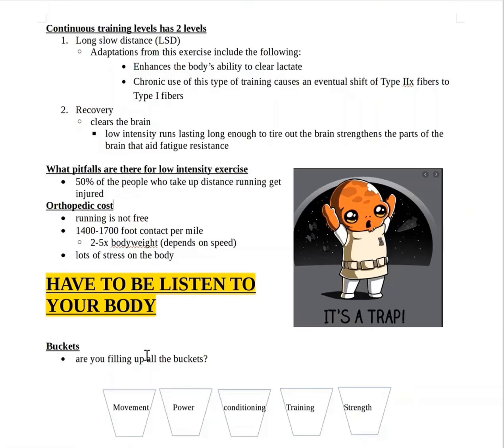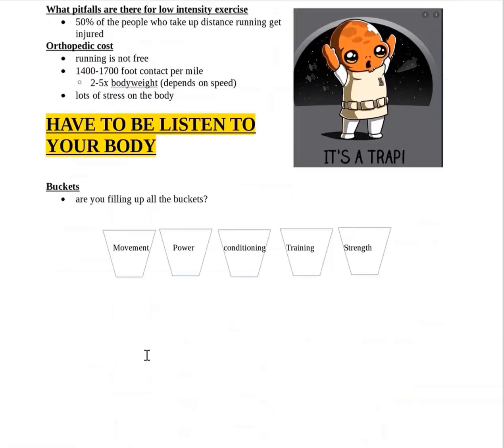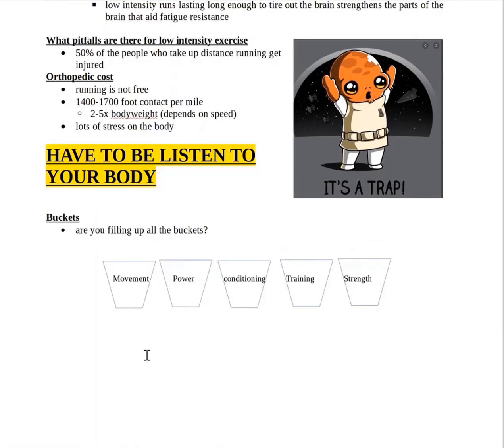One of the big components of low intensity training is you kind of have to look at these buckets. Are we filling up each bucket? Are we working on the movement? Are we working on power? Are we working on conditioning? Are we working on training? And working on strength? Each of these components is actually helping involve that low intensity.